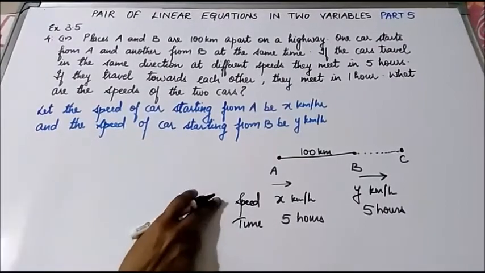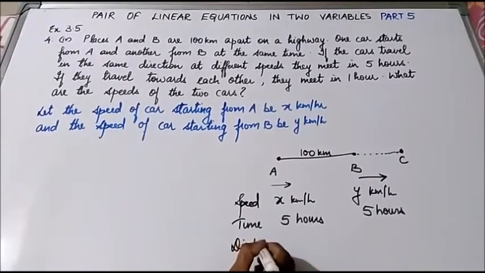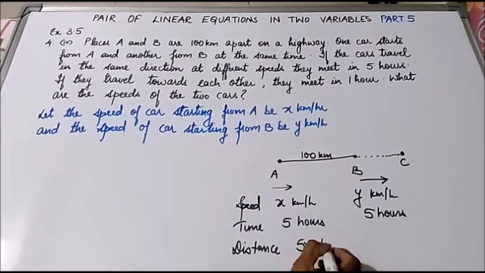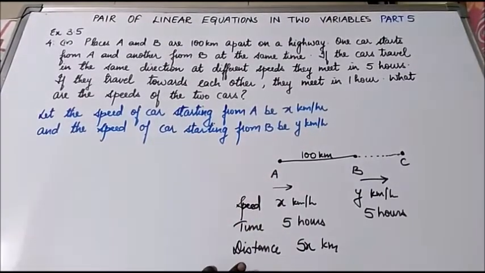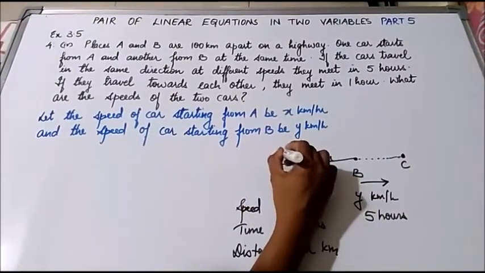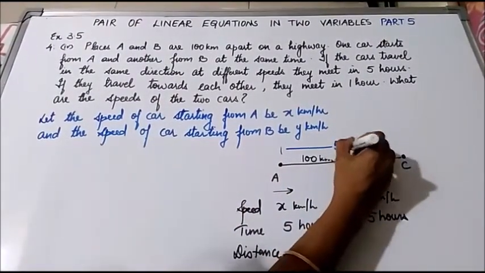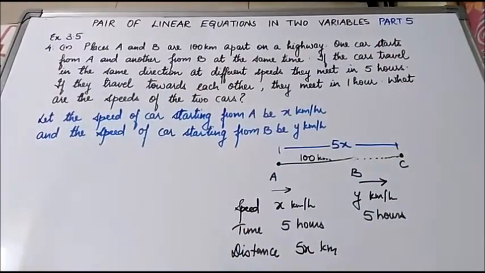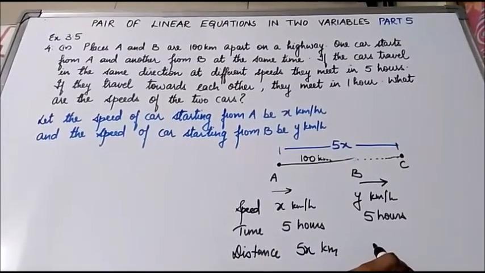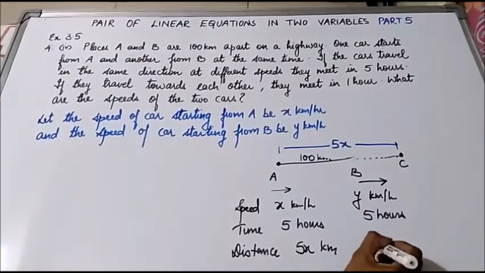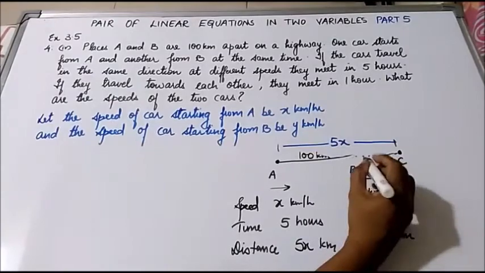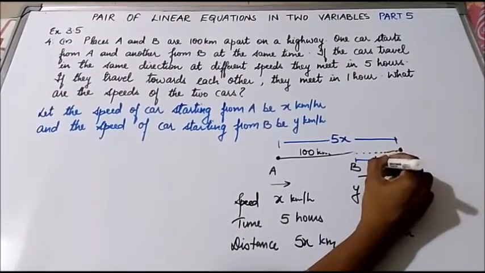We know distance is equal to speed into time. Therefore, in the first case, distance will be speed into time, that will give us 5x kilometers. That is, the car starting from A has traveled 5x kilometers, from A to C. Same way, the distance travelled by the car starting from B will be speed into time, that will come 5y kilometers. That is, the distance from B to C will be 5y.